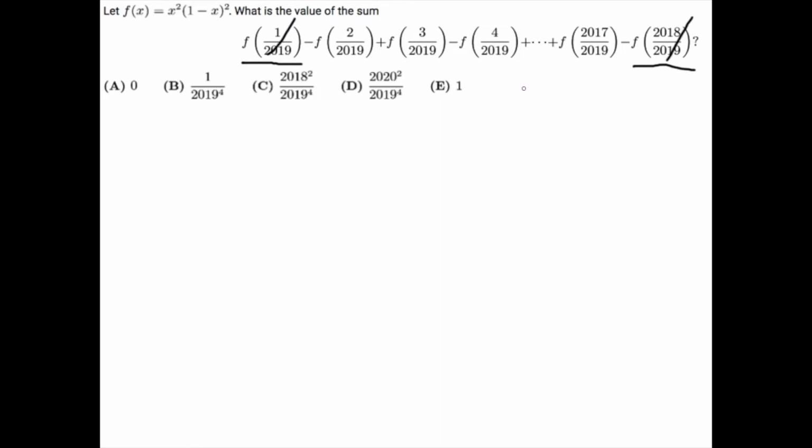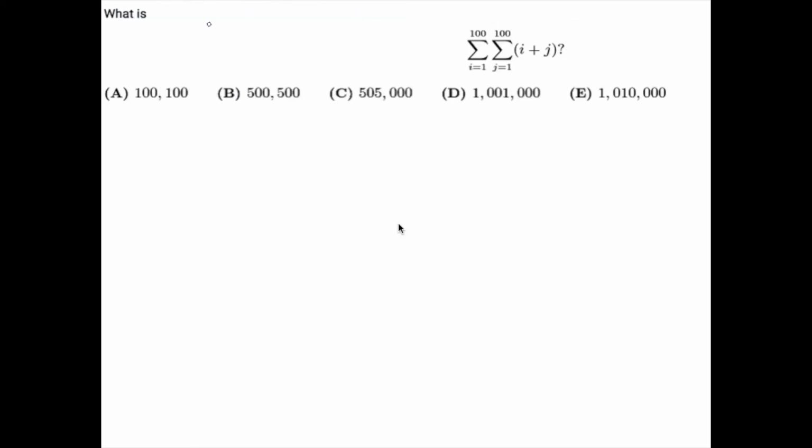So you can generalize this to any two values of x that add up to 1 will have the same f of x value. And since they have different signs, since the series is going to be alternating, all of these are going to cancel. So 3 over 2019 is going to cancel with 2016 over 2019, etc. And since we have an even number of terms, 2018 terms, everything's going to cancel and we're going to be left with 0.